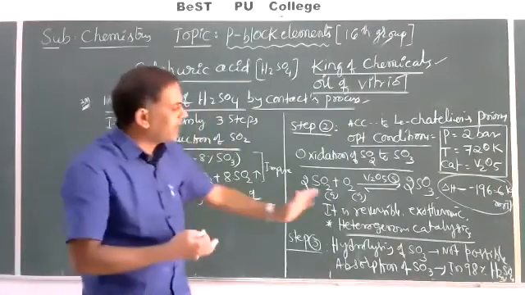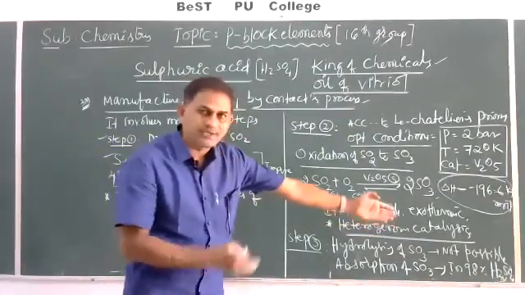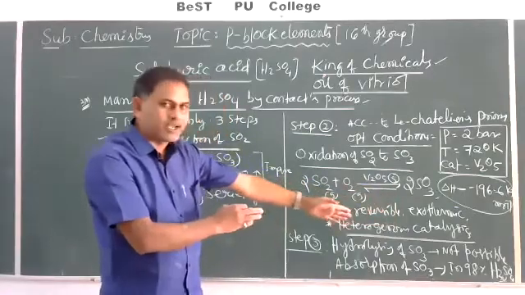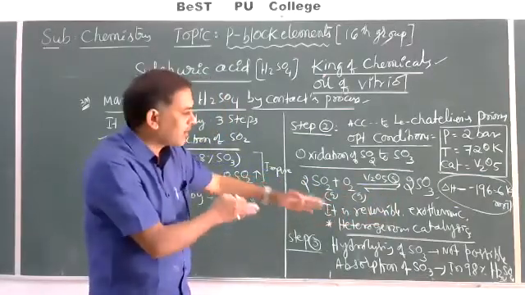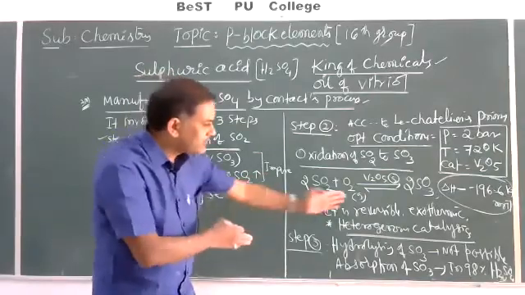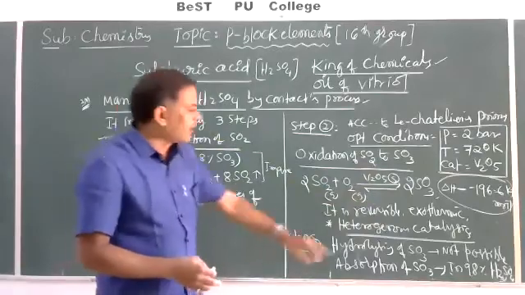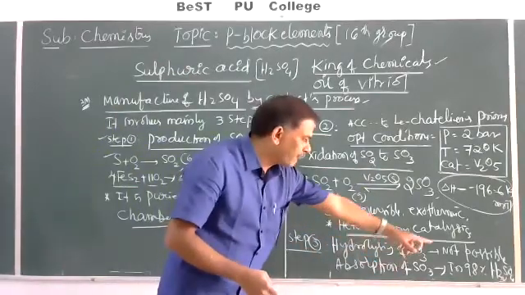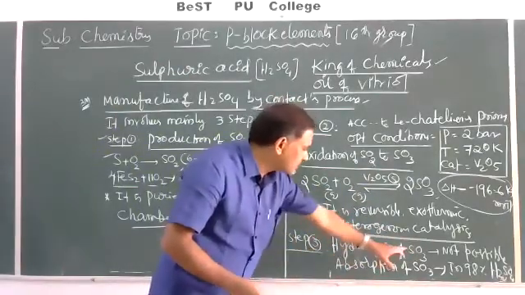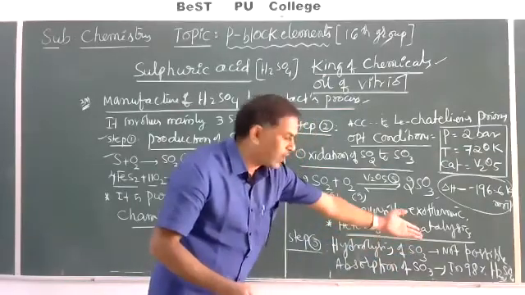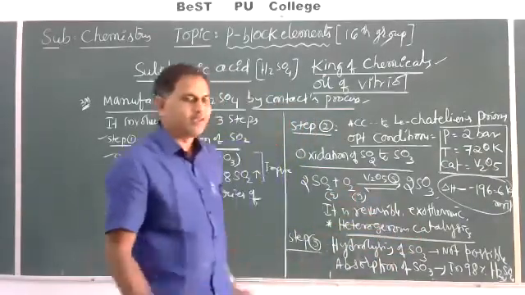Before that, by different other processes, sulfuric acid is prepared. The obtained sulfuric acid is used here to absorb sulfur trioxide to get sulfuric acid. Already prepared sulfuric acid we want here. Hydrolysis of sulfur trioxide is not possible. Why is it not possible? I will explain that. Third step.